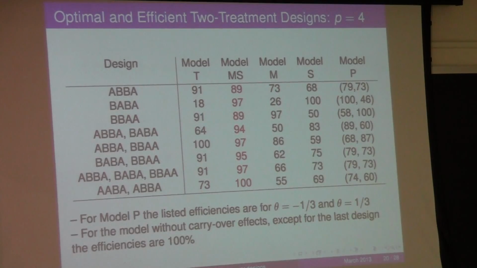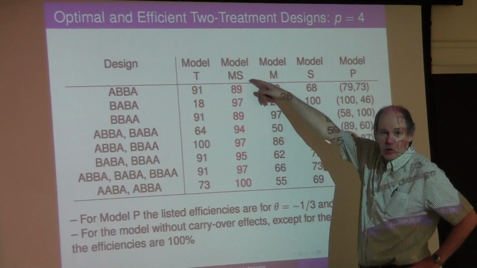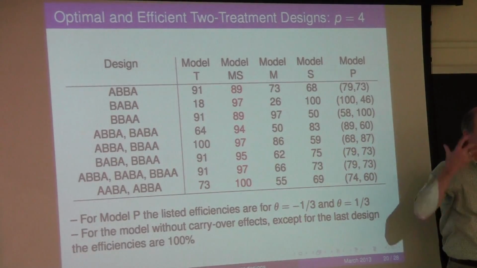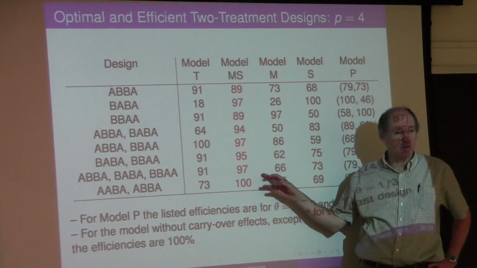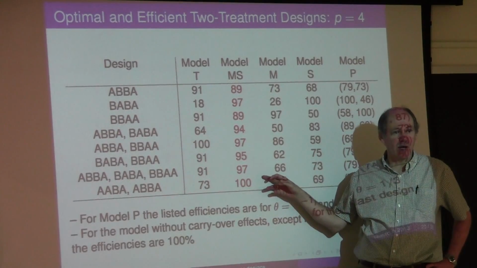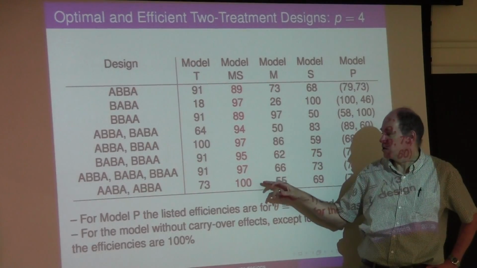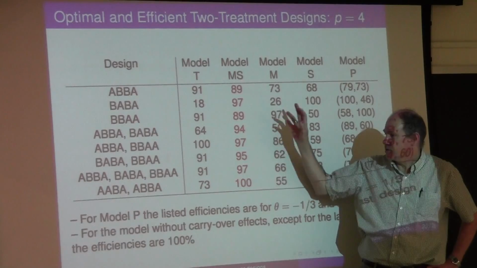Again, for this model M, you say, wow, look at this, all these efficiencies are so high. Yes, all these efficiencies are high because there's no design that really does well. Even the optimal design has a very high variance for estimating tau A minus tau B. So these efficiencies compare these variants to the variance of the optimal design, and it turns out that nothing does very well.